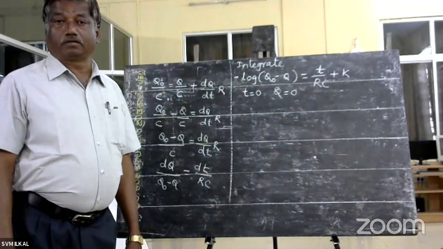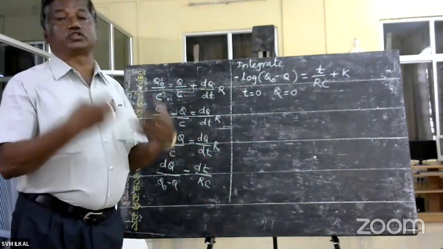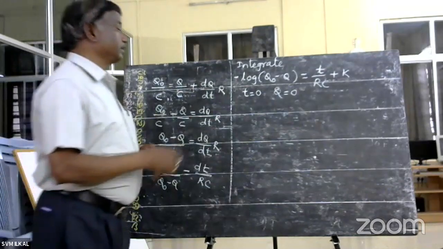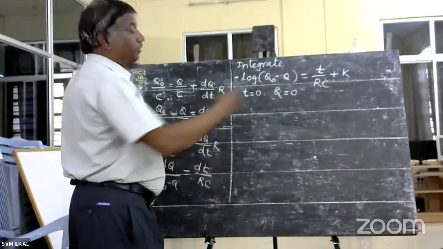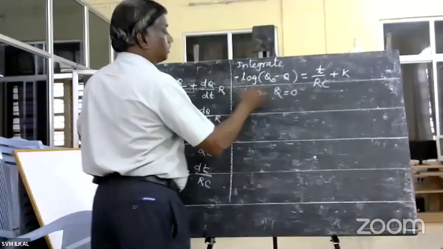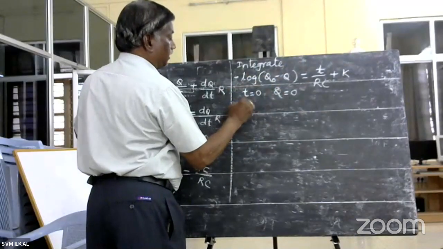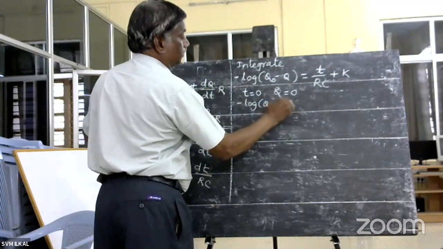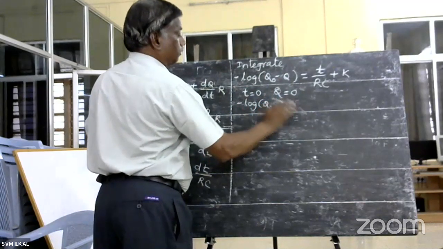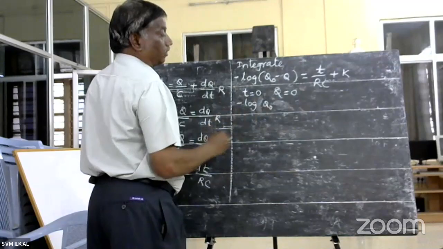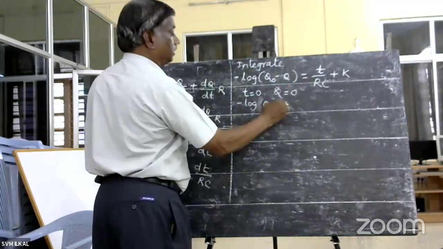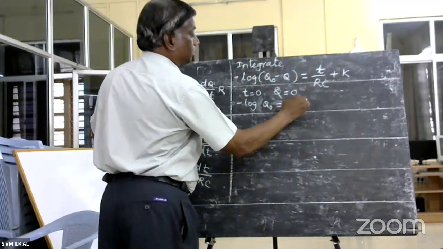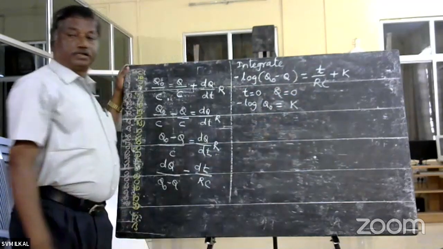Before the current is switched on, there is no charge in the capacitor. That's why when t equals 0, q equals 0. So substitute all these values in the above equation: minus log of (Q naught minus Q), with Q becoming 0, equals t becoming 0, and 0 divided by something is 0, so that it gives the value of K, the integration constant.